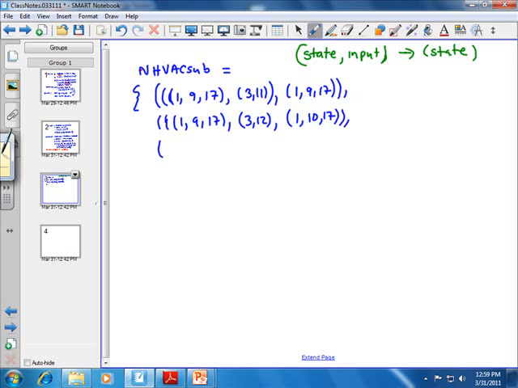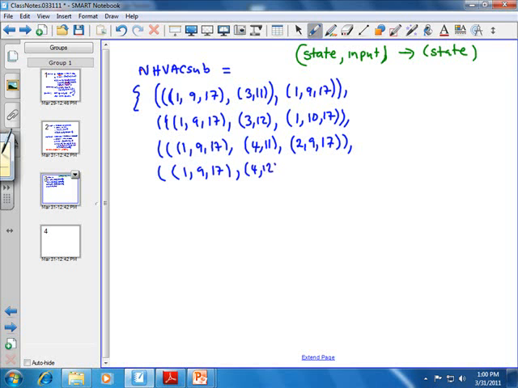Okay, so I can consider 1, 9, 17, and now my input is going to be a 4, 11. And then in this case, what should be the next state? 2, 9, 17. And now I'm going to have a 4 and a 12. What's the next state now? 2, this is going to be 10. And now we have both of them on, right? So this should be 18. Okay.